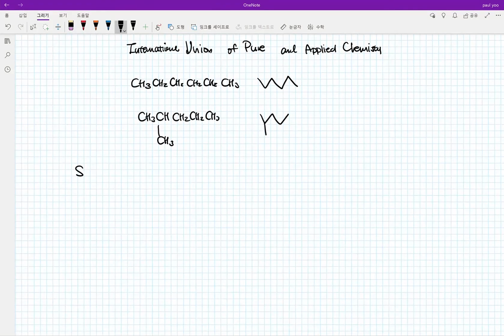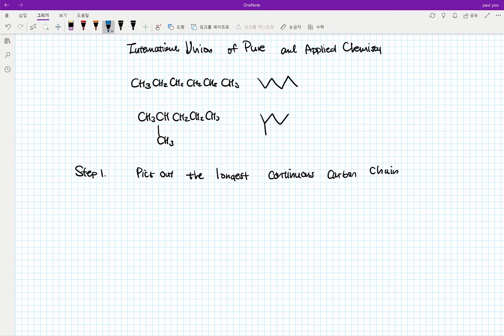Step 1. Pick out the longest continuous carbon chain. So here, 1, 2, 3, 4, 5 will be the longest carbon chain of it.